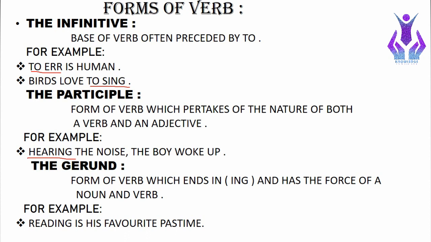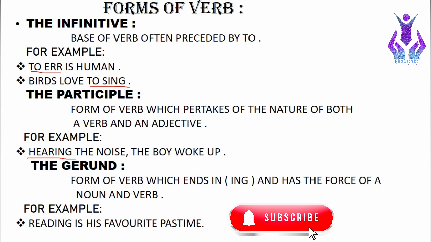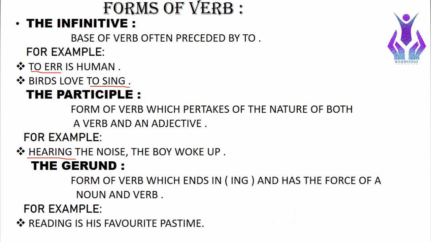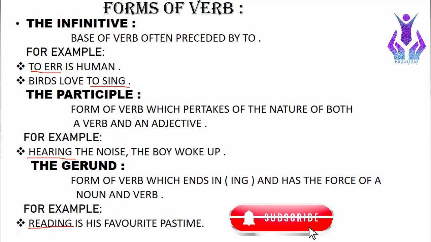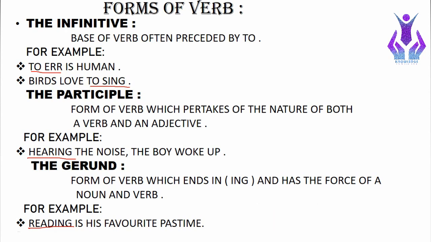The gerund is a form of verb which ends in ing and has the force of a verb and a noun. So a gerund is when a verb has the quality to act both as a noun and a verb, and it ends in ing. For example, reading is his favorite pastime. Here reading is the gerund. It is made from the verb read; when we add ing to the word read, it becomes reading. So it is acting as a noun and a verb. These forms of verbs are called gerunds.